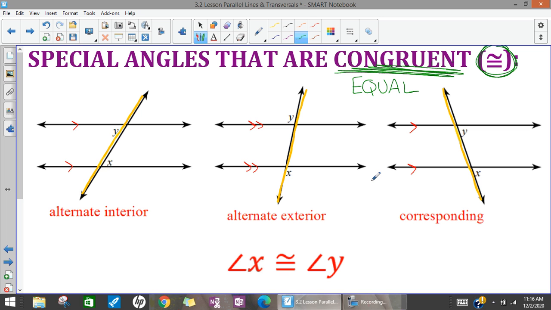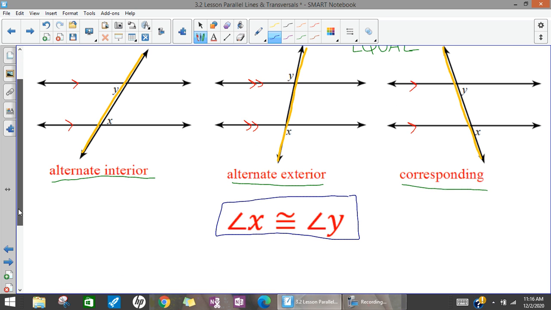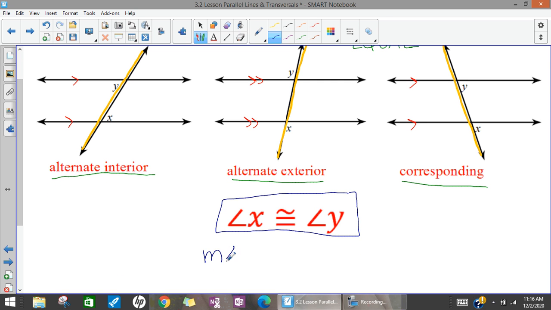So when the two lines that are intersected are parallel, alternate interior angles are congruent, alternate exterior angles are congruent, and corresponding angles are congruent. They should look congruent. They should look like they're the same size, and that's because they are. And so we can say that angle X in all of these is congruent to angle Y, which also means that the measure of angle X is equal to the measure of angle Y.